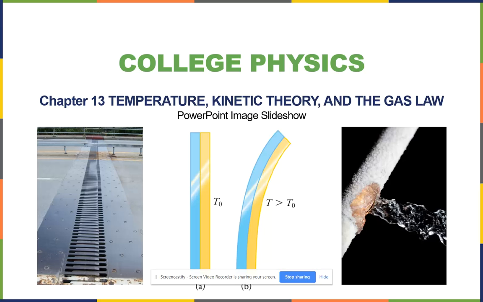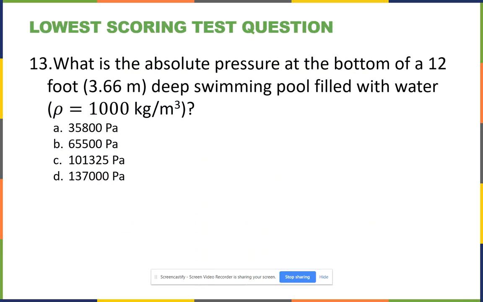Here's your test, Judith. The bottom four of the test questions. So let's get into this. The question that had the worst outcome. Question number 13. What is the absolute pressure at the bottom of a 12-foot, which is 3.66 meters, deep swimming pool filled with water?